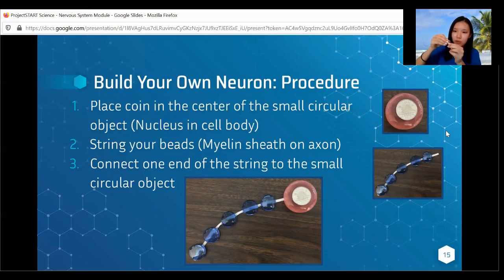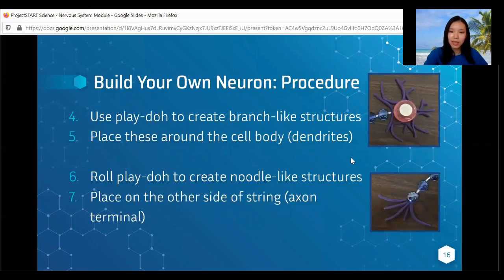So it's not a real bead, it's just stuck on there. Then you're going to connect one end of the string to the small circular object. As you can see, I've indicated this in the pictures in the slides. And then you can use Play-Doh to create branch-like structures and place these around your cell body. You can just roll them up into branch-like or tree-like structures.